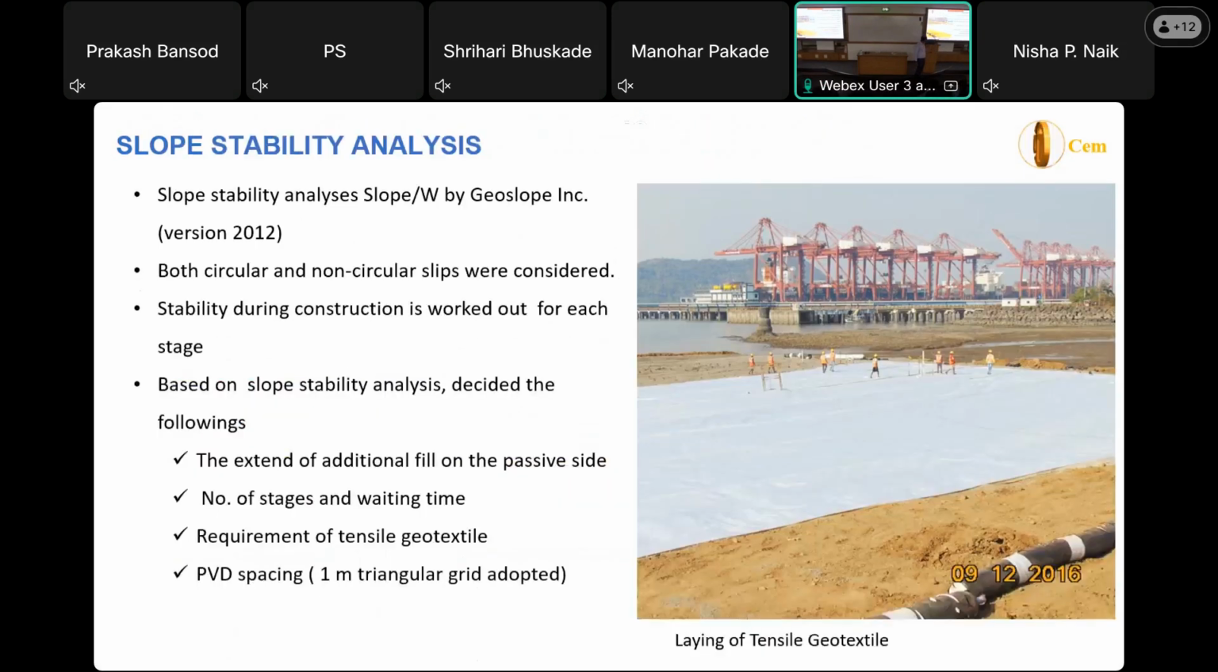So with these extra fills we get the number of stages, because as the soil is very soft, you may have to increase the stages, but as you increase the stages, your project timeline will go longer. It will take more time. So we have to ensure both. For that, in many cases we use tensile geotextiles here. It will improve the factor of safety and the stability. And then PVD spacing, we have decided at 1 meter, which is most optimum.